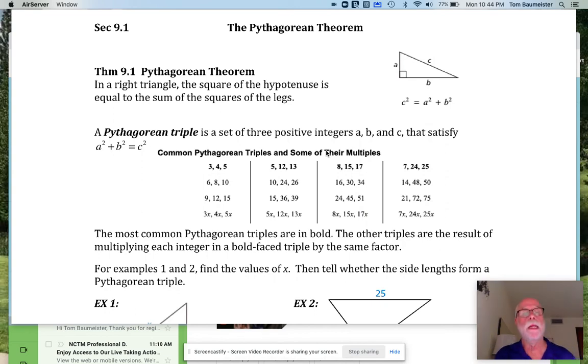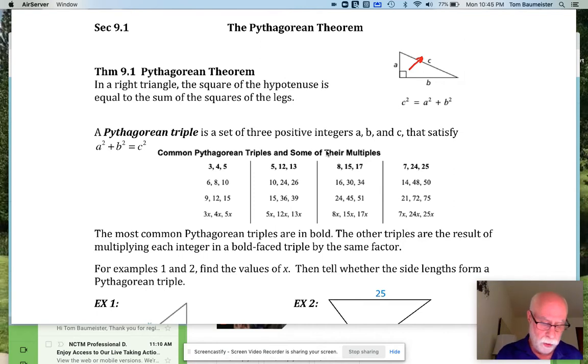Right, section 9.1 is the Pythagorean Theorem. Theorem 9.1 states that in a right triangle, the square of the hypotenuse is equal to the sum of the squares of the legs. One thing to remember is that the hypotenuse, which is the longest side, is always going to be opposite the right angle. Now this will become important to us as we keep going on.